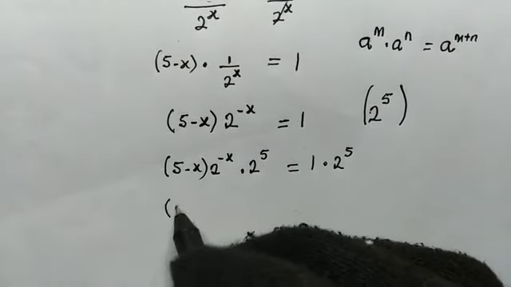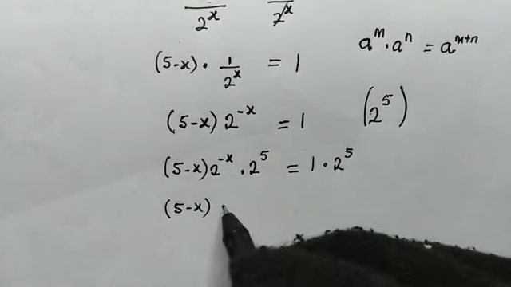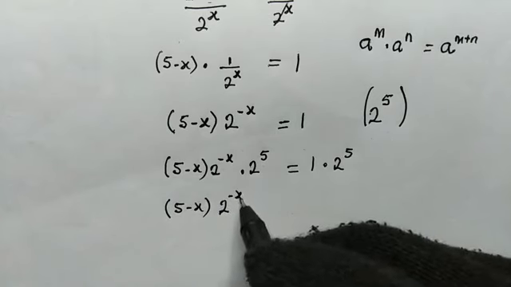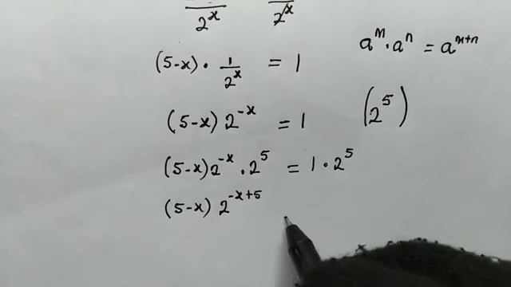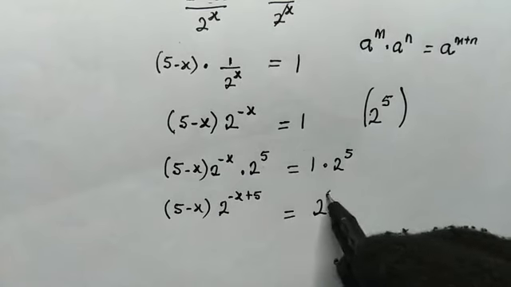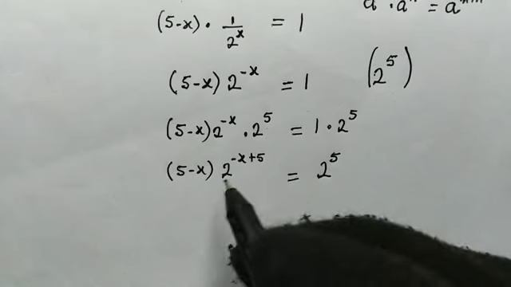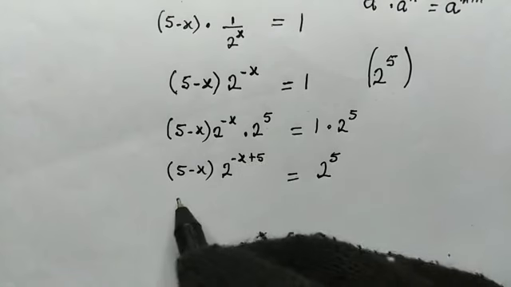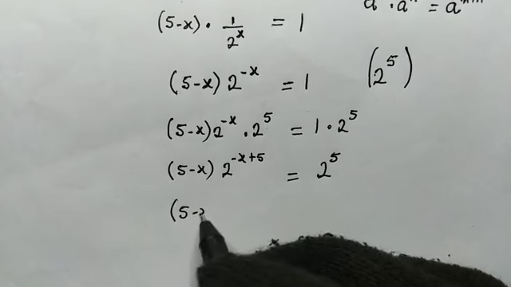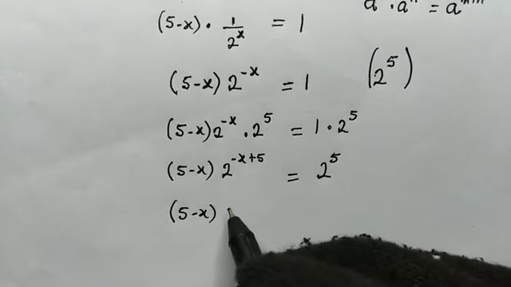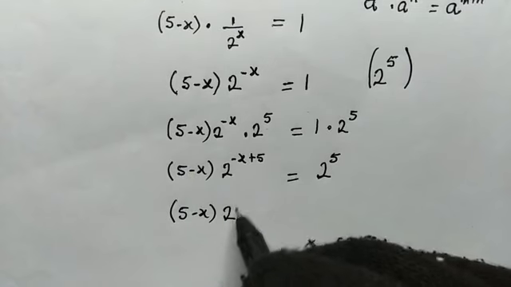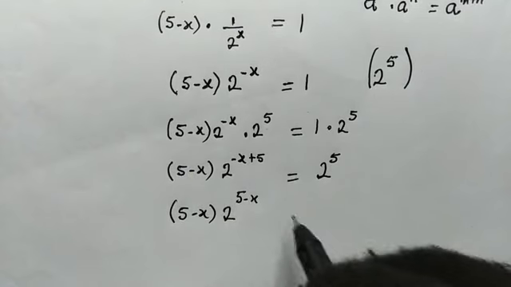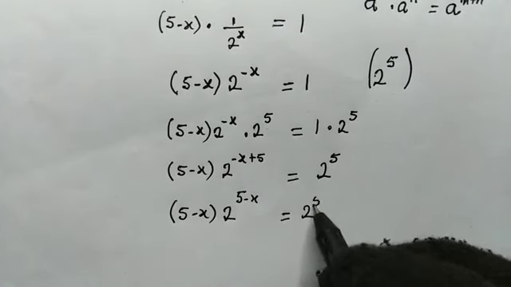So from here we have 5 minus x. Now we sum these powers here, so we have 2 to the power of negative x plus 5. Then this will be equal to 2 to the power of 5. Now next step, let us rewrite this. Negative x plus 5 is the same as 5 minus x. So we can see we have obtained equal power and coefficient. So we have here 2 to the power of 5 minus x, then this is equal to 2 to the power of 5.